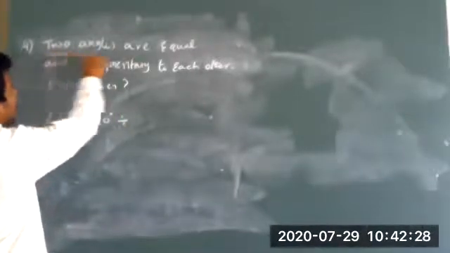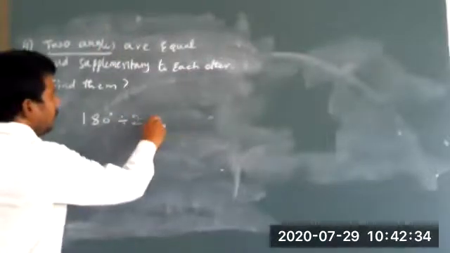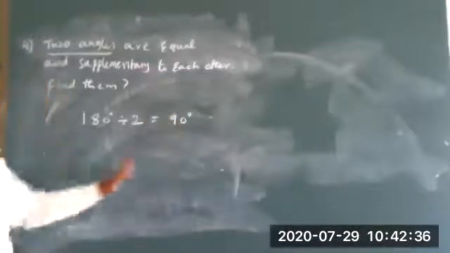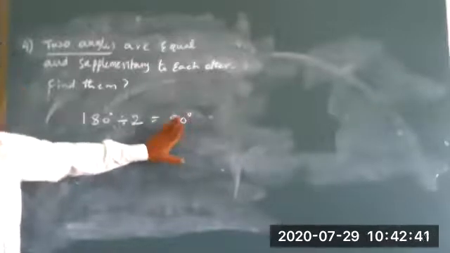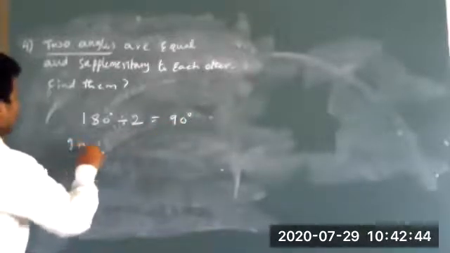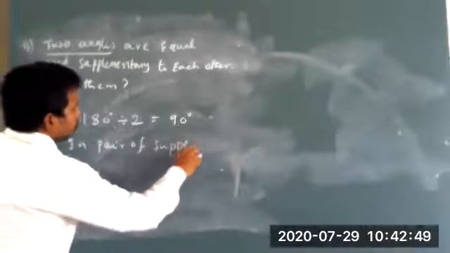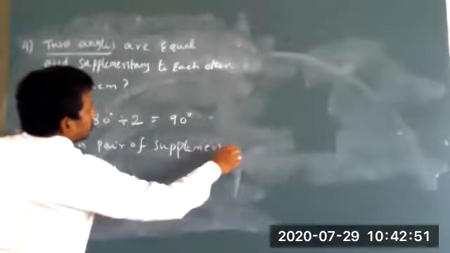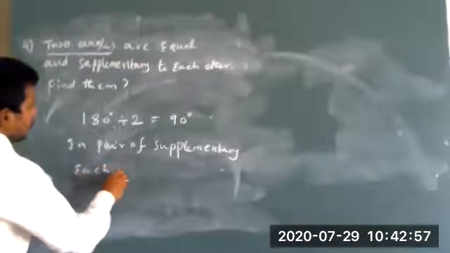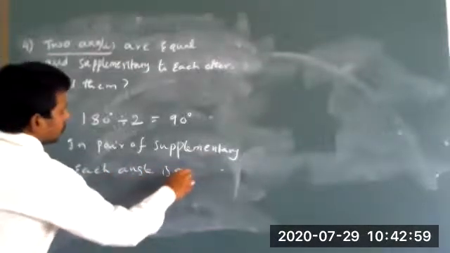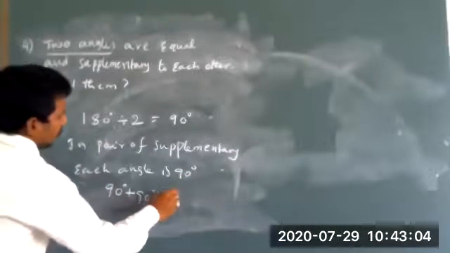How many angles are given here? Two angles, divided by 2. 180 divided by 2, we get how much? 90 degrees. So each angle, how much, children? 90 degrees. In a pair of supplementary angles, each angle is 90 degrees. That's why 90 degrees plus 90 degrees is equal to how much?